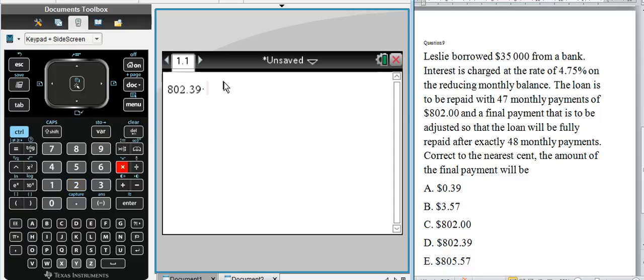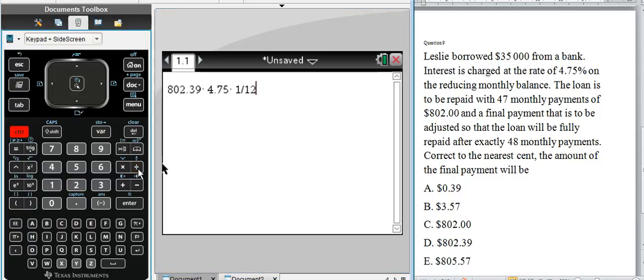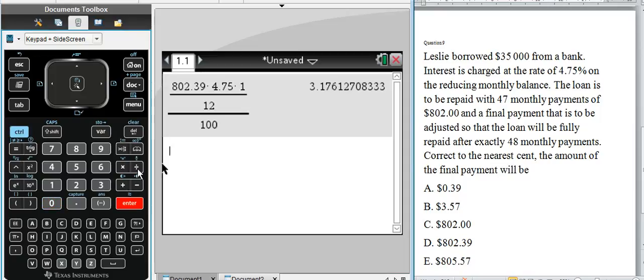So $802.39 times, that's our P, times the R, which is 4.75, times the T, time in years. We just want one more month, so 1 over 12, and all of that over 100. So you end up paying $3.18 interest on top of the $802.39. In total, you end up owing $805.57, which is option E, which is indeed the correct answer.